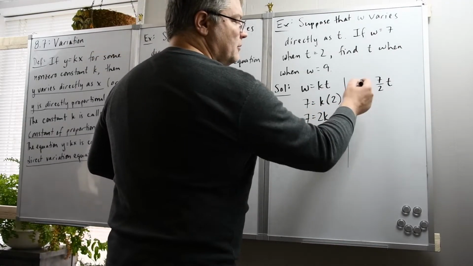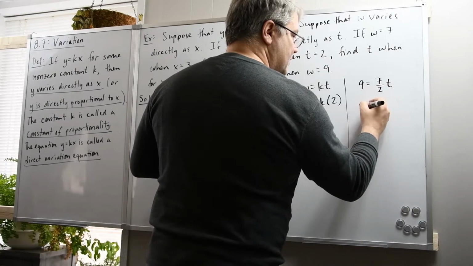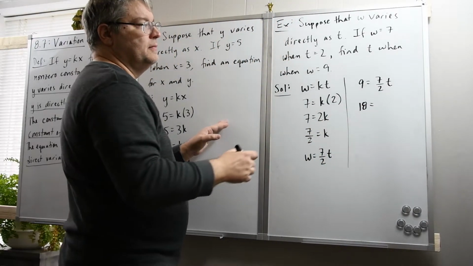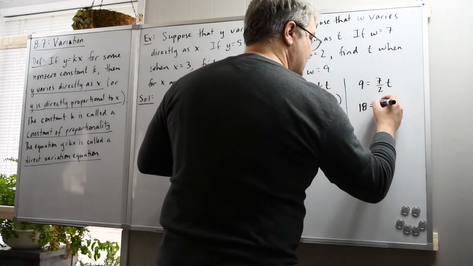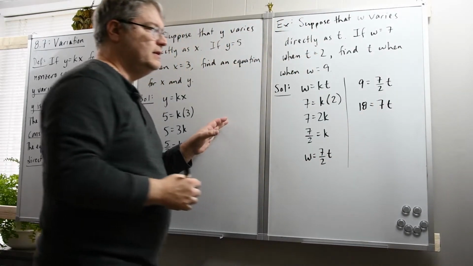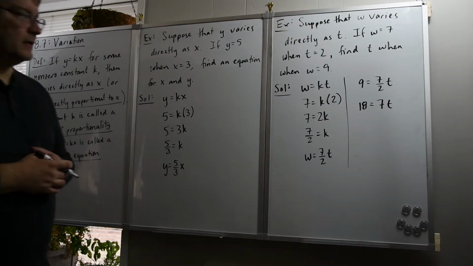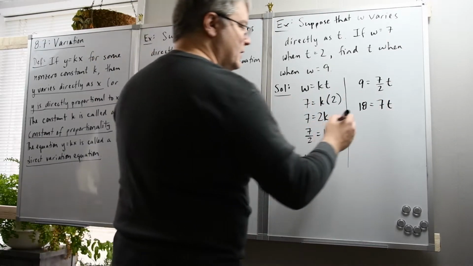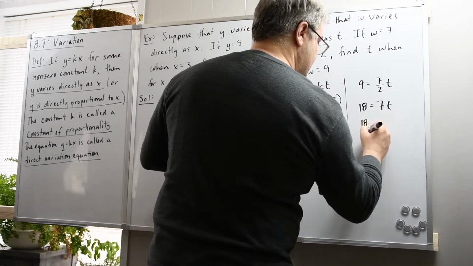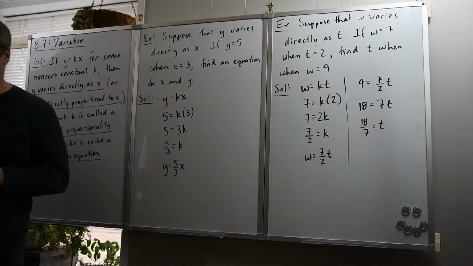And so here we would double both sides, let's say. 2 times 9 will give us 18. And then if you take 2 times 7/2, that gives you 7. And that's multiplied by t, so we have 18 is the same thing as 7t. So to get t, we would divide both sides of this equation by 7. And so 18 over 7 would be our value of t when w is equal to 9.